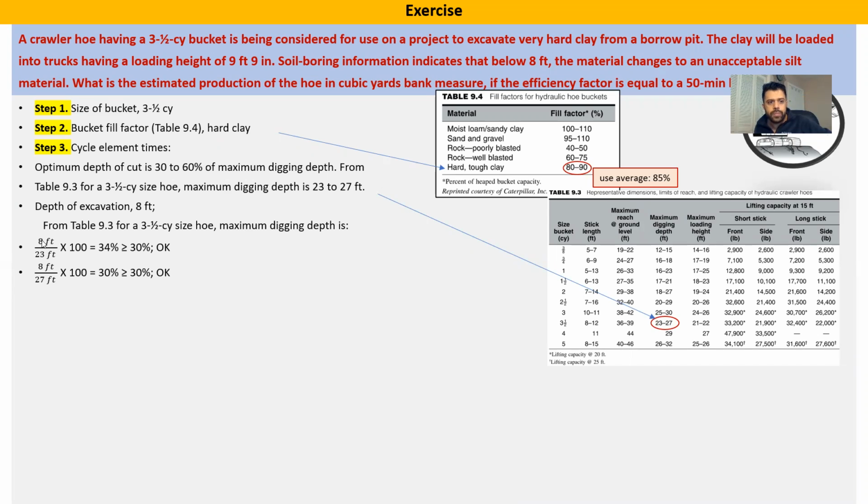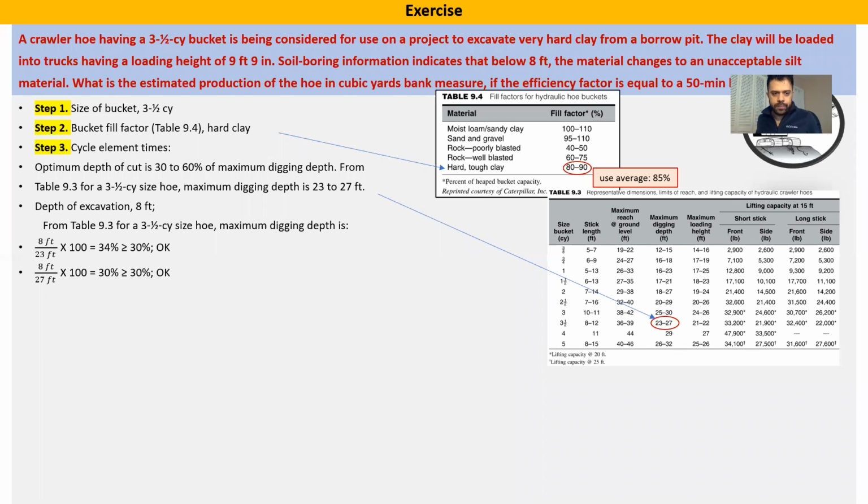To do that, you divide 8 by the starting number, which is 23. It is above 30%, so you're good. And you also should check the end of the range, which is 27. You are still within the range of 30 to 60% of the maximum depth. That shows you that the cycle time numbers given by the next table are valid to be used.